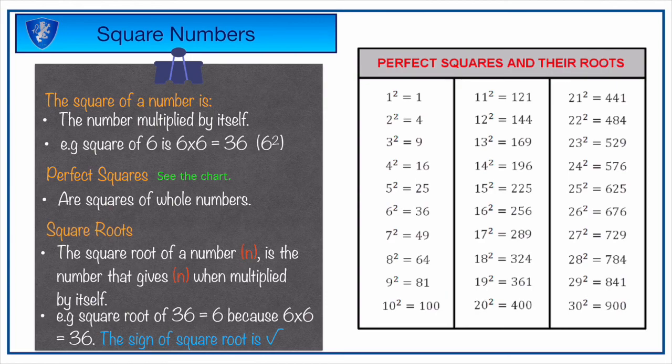So recapping this, the square of a number is a number multiplied by itself. The square of 6 is 6 times 6. Perfect squares are squares of whole numbers. The square root of 36 is 6 because 6 times 6 is 36. And the sign for square root is this sign shown here.